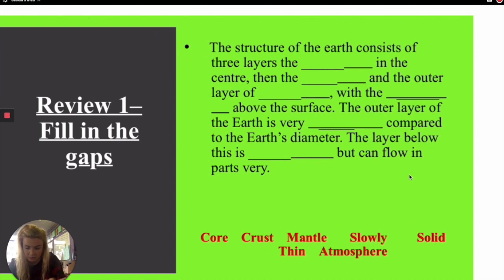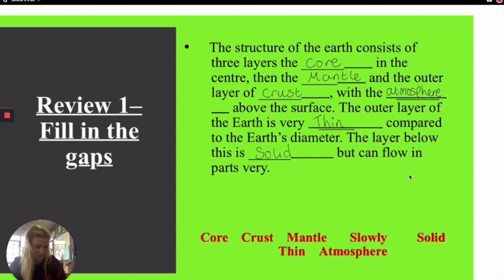So, you've all had a go, now we're going to mark it. The structure of the Earth consists of 3 layers, the core in the centre, then the mantle, and the outer layer of the crust, with the atmosphere. Okay, so we didn't really mention the atmosphere. The atmosphere is the bit above the crust, the air that we breathe in, the atmosphere above the surface. The outer layer of the Earth is very thin compared to its diameter. So you think about the crust, you think it'd be a lot thicker, but it's actually really thin. The layer below this is solid, but can flow.